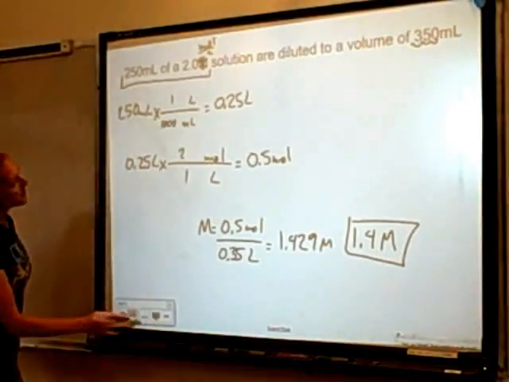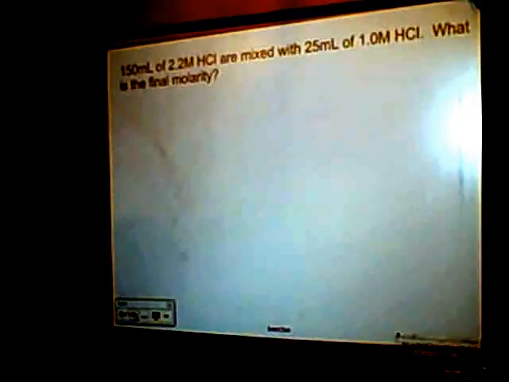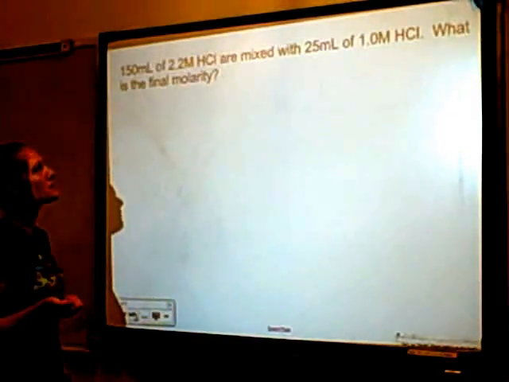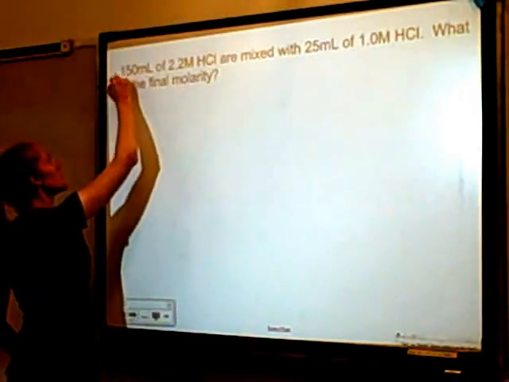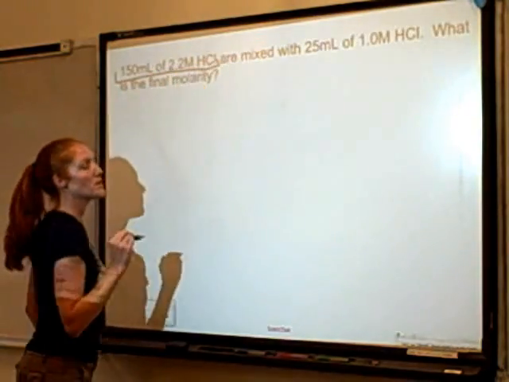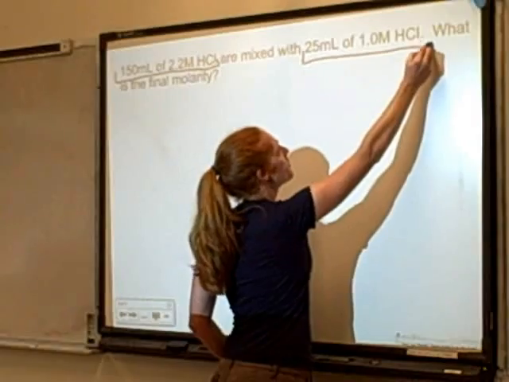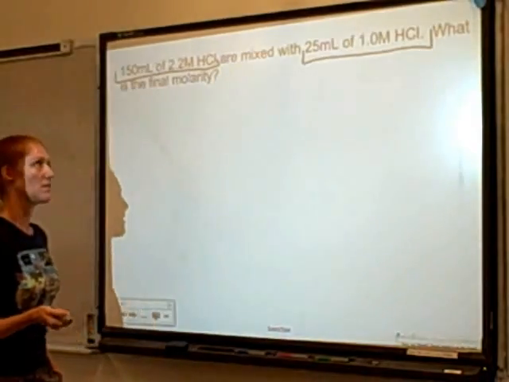We'll look at another one. I have 150 milliliters of a 2.2 molar hydrochloric acid solution that are mixed. So I mix these two. From this information I can find the moles. They are mixed with 25 milliliters of a 1.0 molar solution. I can find the moles again.